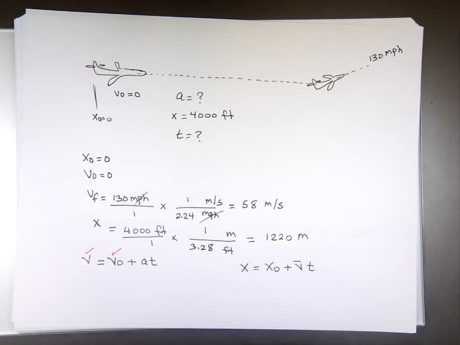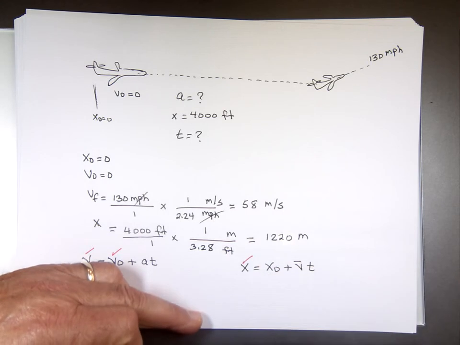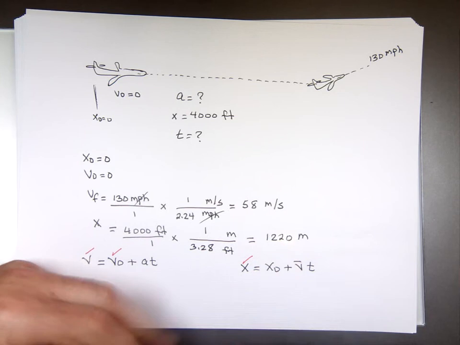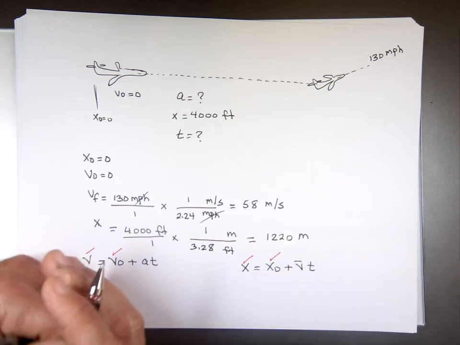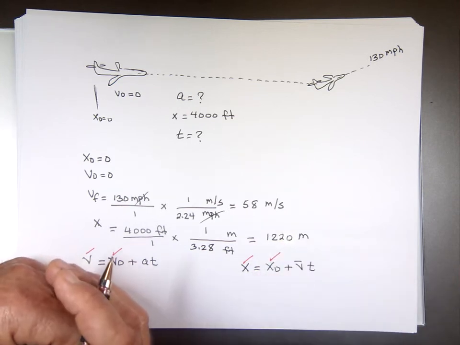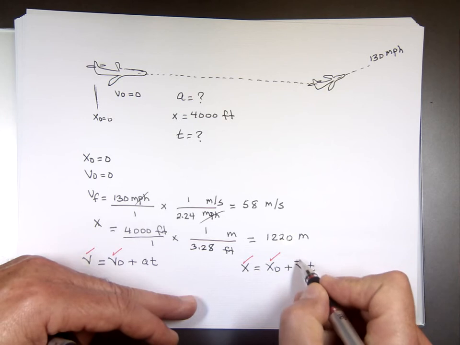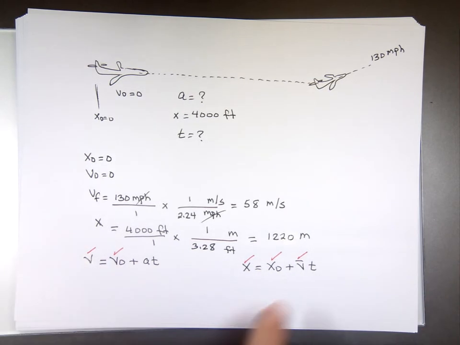Let's look at that one. Do I know what X is? Yes, 1220, right? Do I know what X of 0 is? Yes. Do I know what V average is? I can find it. So how many unknowns do you have left there? One. I should be able to solve for T. So that's the equation I'm going to use first.